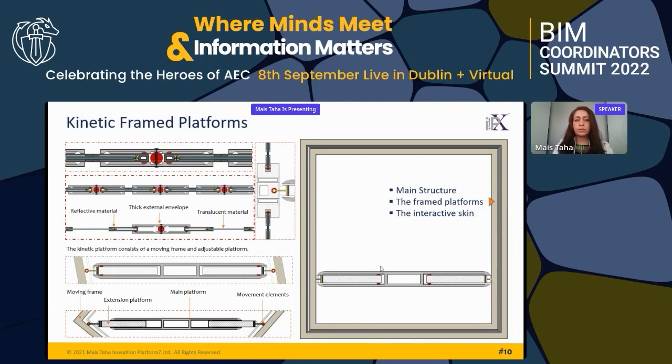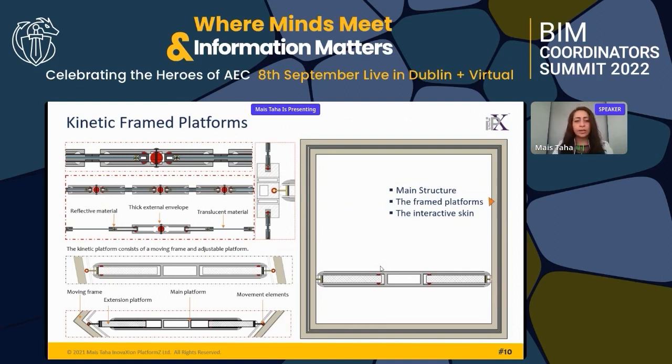The skin was the most interactive part because when the subframes rotate, the skin will adapt from being solid and having a very small reflective material to become larger, with full reflective faces and a translucent material in the middle.